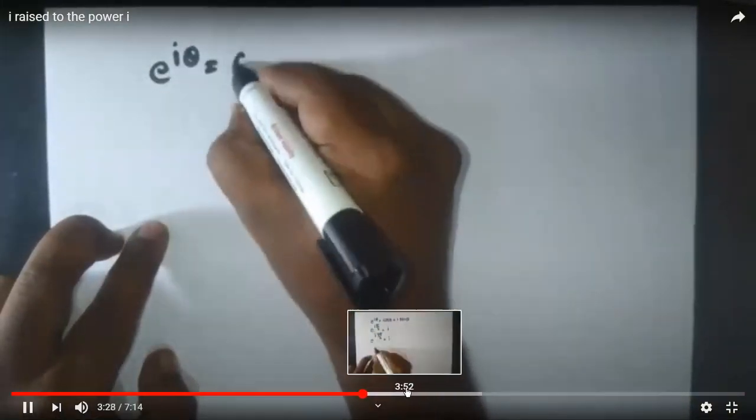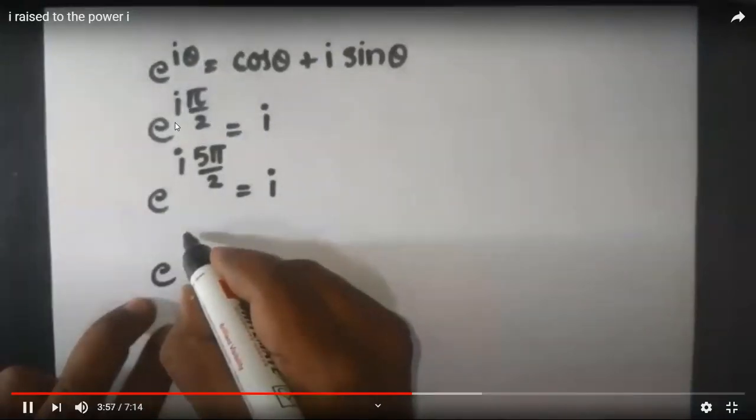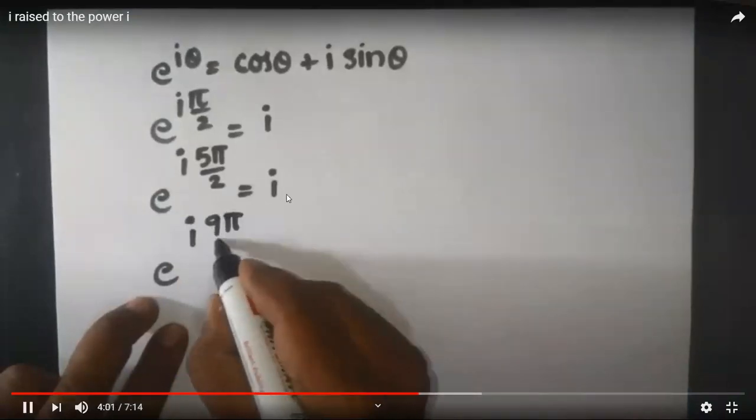Okay, see. Now, not only e power i pi by 2 is equal to i, e power i 5 pi by 2 is also i.